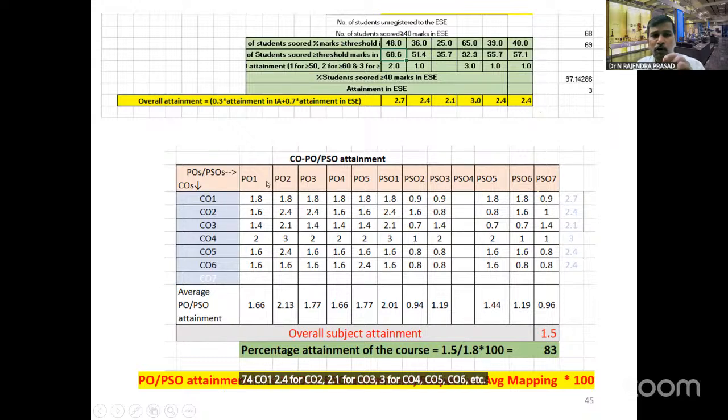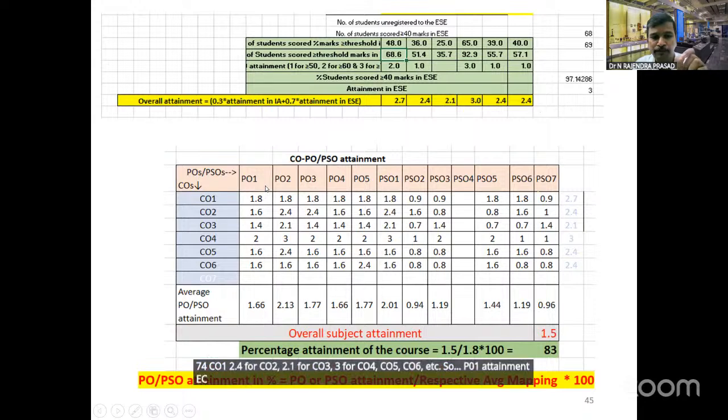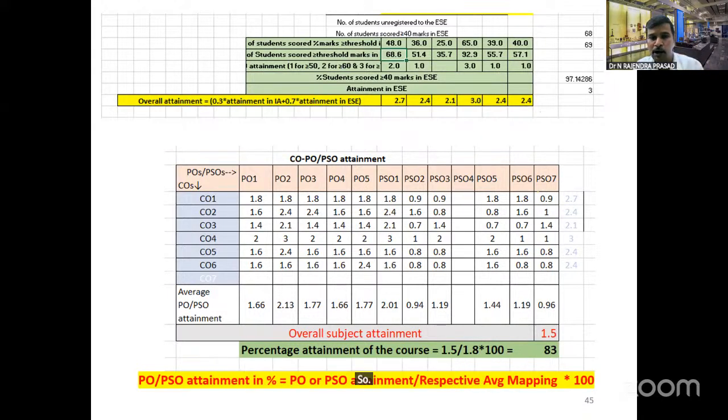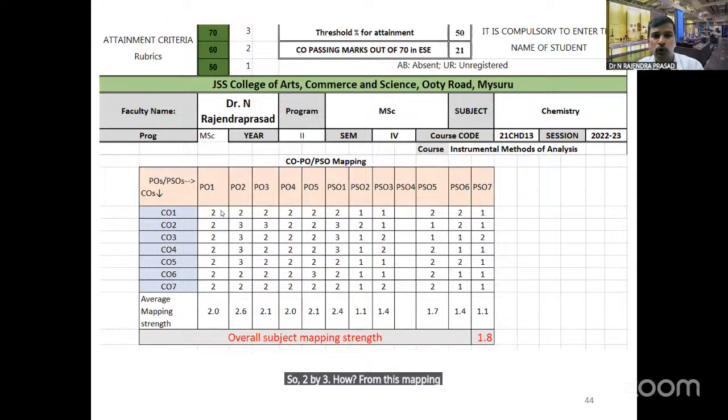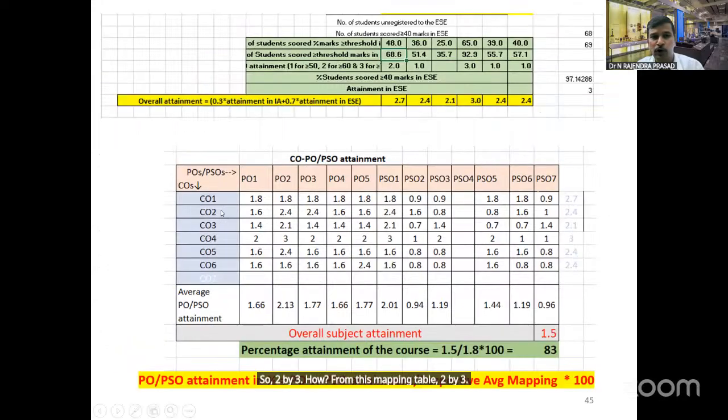So PO1 or PSO attainment is equal to mapping level divided by maximum mapping strength, that is 3. Maximum mapping strength is 3. So 2 by 3. How? From this mapping table, 2 by 3. If it is 2 for 3, then what is it for 2.7? So 2 by 3 into 2.7, you will get 1.8. This is the PO attainment.